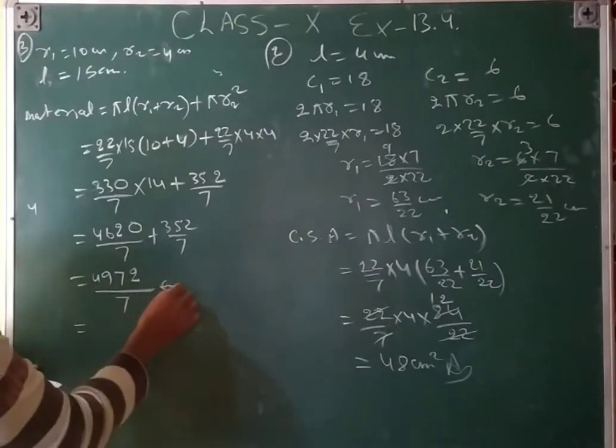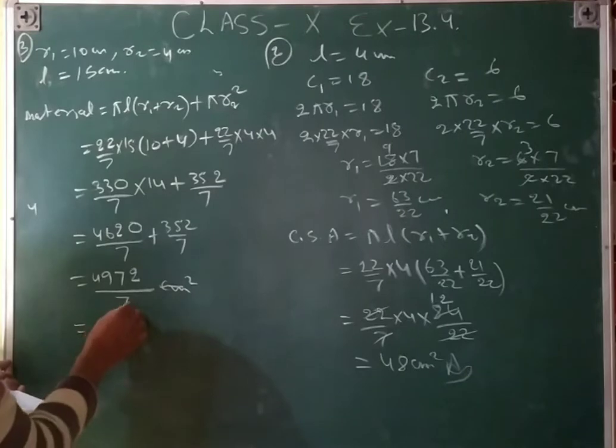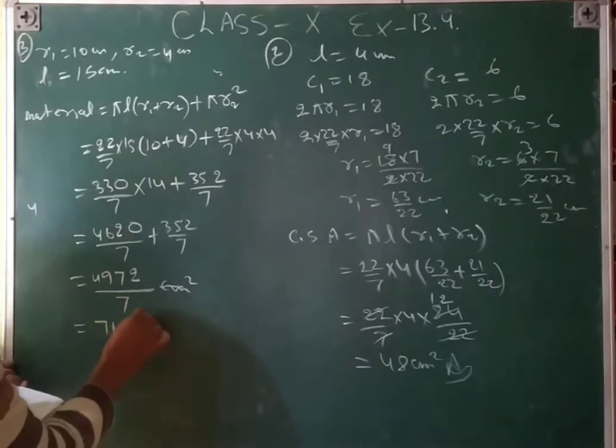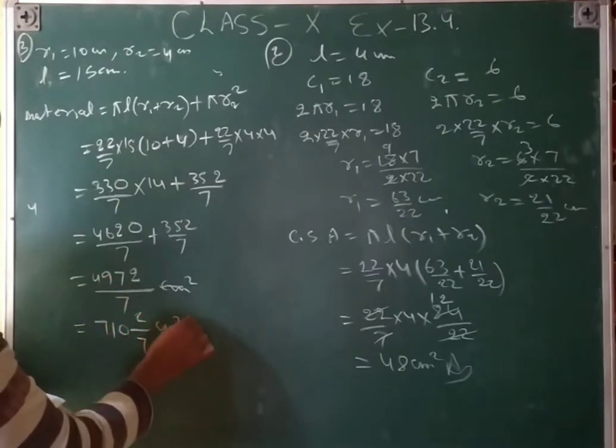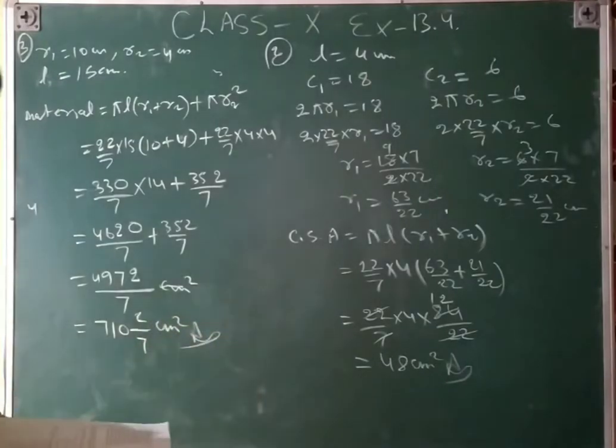And then we can convert it in centimeter square or convert it in mixed fraction also. 7 ones are 7, and 2 upon 7 centimeter square, that will be the answer.